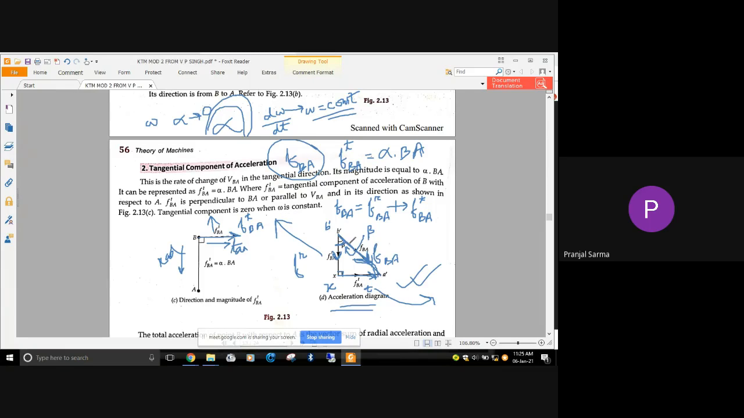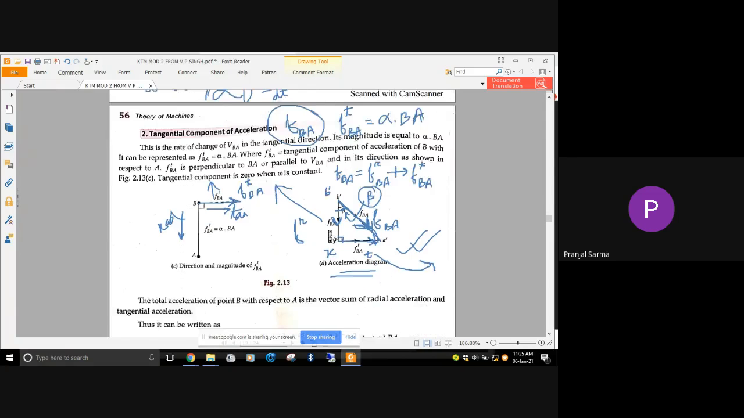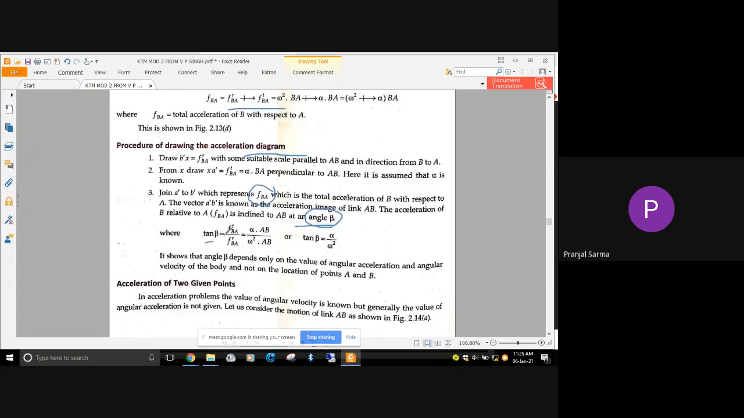So if I take tan of this angle beta, how to get it? Tan beta is nothing but the tangential component of acceleration divided by the radial component of acceleration. Tangential component, how to get? Its magnitude is alpha into AB, and the radial component is omega square into AB. So after that, what will remain? AB will get cancelled. Tan of beta is alpha by omega square.